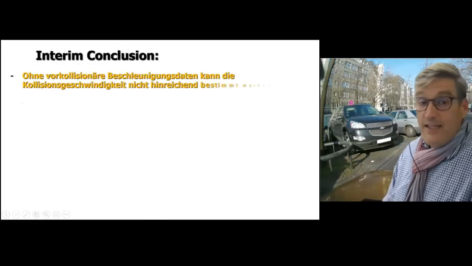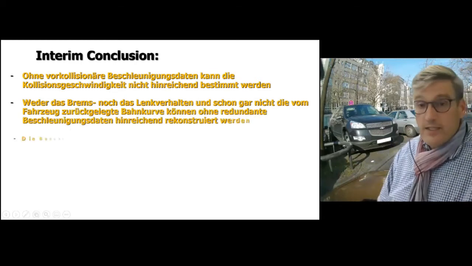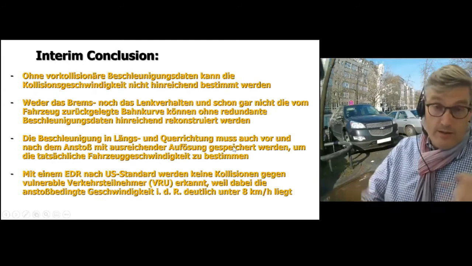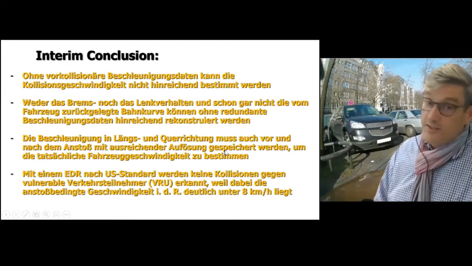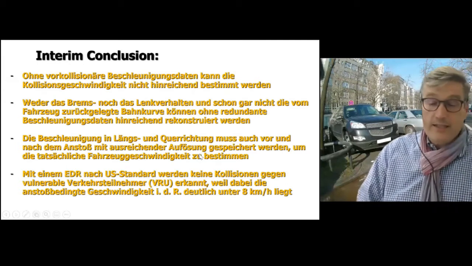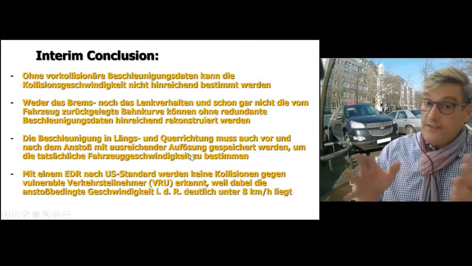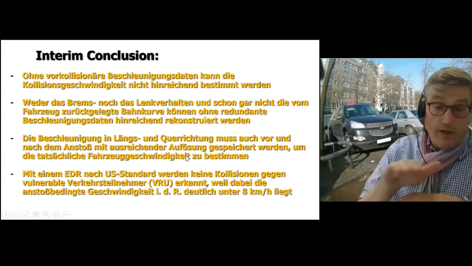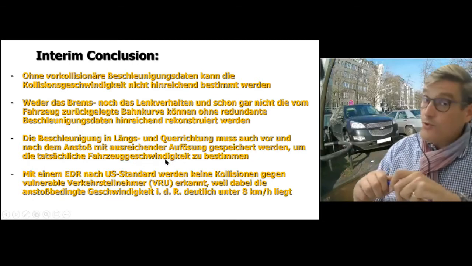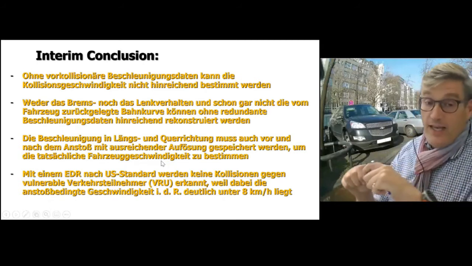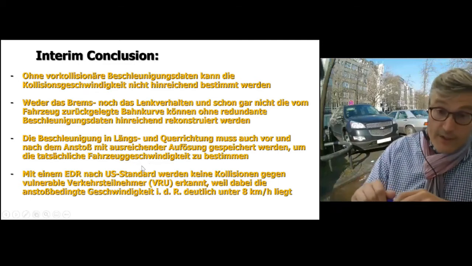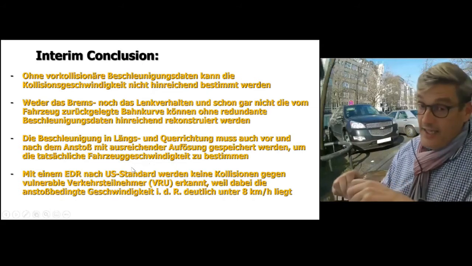So, interim conclusion: without any pre-collision acceleration data, the collision speed cannot be determined correctly. And in the US regulation, neither the braking nor the real maneuvering of the car, the steering, is actually covered. It's just a question of whether you're braking, yes or no. So what you need is acceleration data in the longitudinal and lateral directions in order to reconstruct the speed of the car correctly, as well as the position of the car, for instance whether it was driving in a curve or a bend. And last but not least, a delta V of 8 kph within a period of 150 milliseconds is insufficient to have any data. So if the UNECE regulations just adopt the US regulations, we will not have any EDR data in cases of vulnerable road users. Next slide, please.